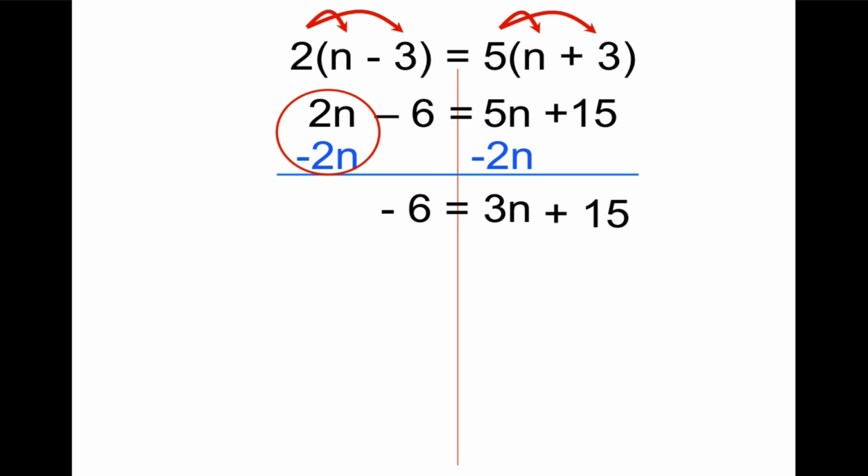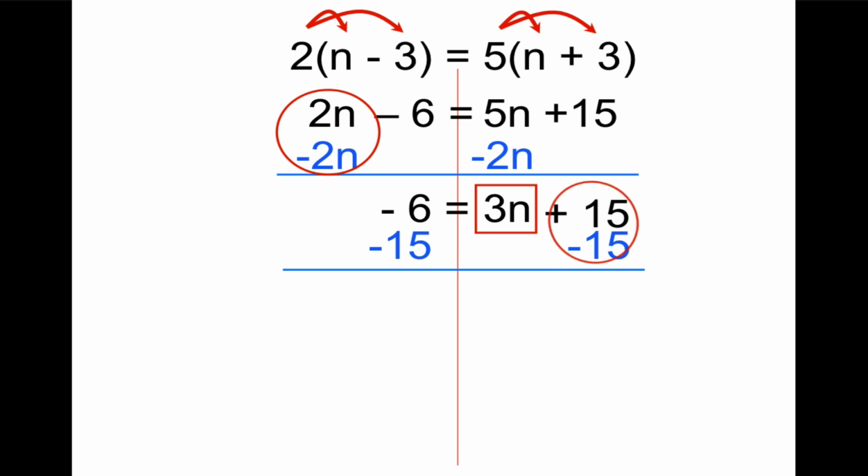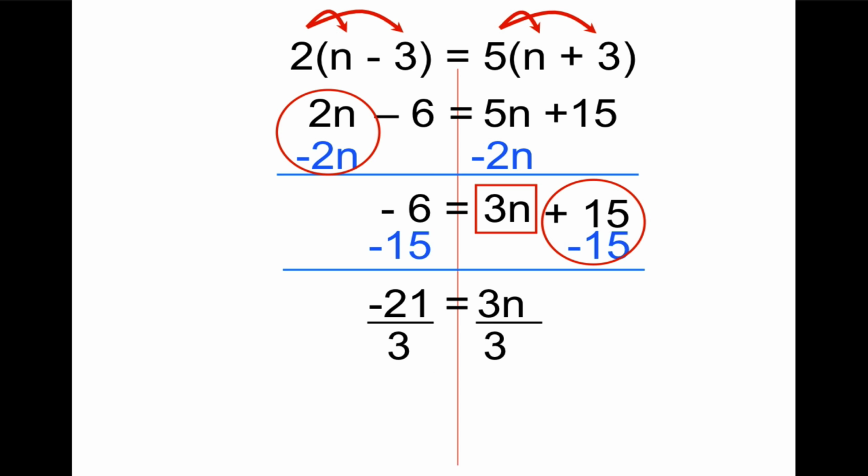What's next? That's right, box out 3n. Subtract 15 on either side. And negative 6 and negative 15 equals negative 21. Negative 21 equals 3n. Last step, divide each side by 3. 3 divided by 3 equals 1, so that's just n. And on the left we have negative 7 equals n.